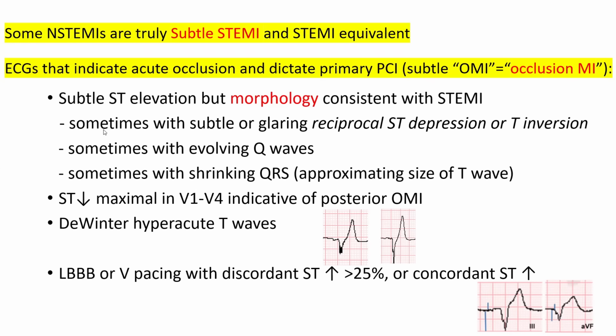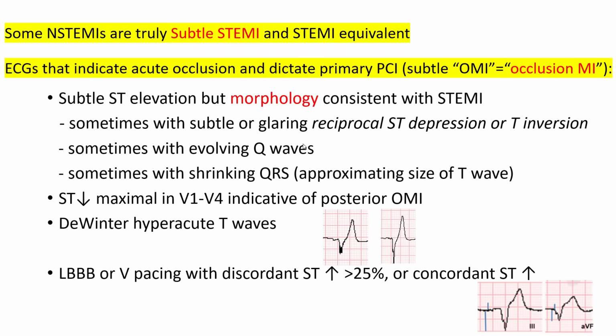So those are the features. You have subtle ST elevation, so it's less than a millimeter, but importantly, the morphology is consistent with STEMI rather than secondary ST elevation from LVH or left bundle branch block. So you have subtle ST elevation, sometimes with subtle or glaring reciprocal ST depression or T inversion that will indicate that that subtle ST elevation is actually a real ST elevation injury.